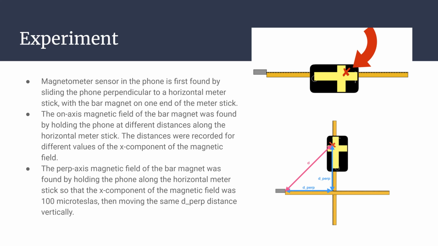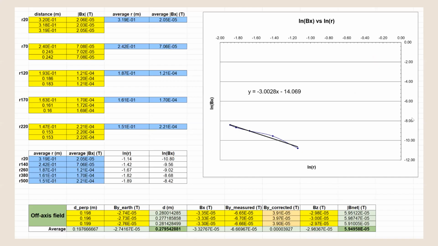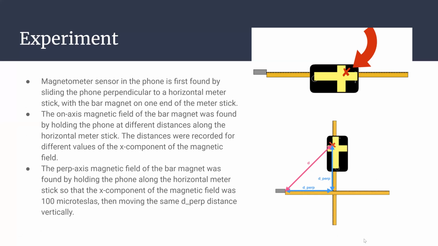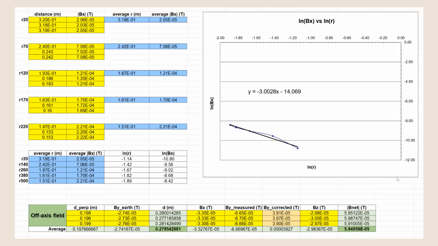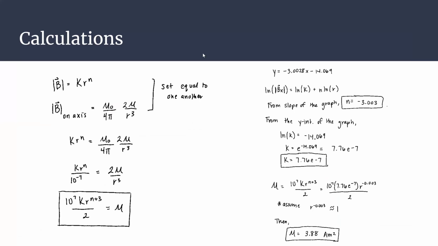perpendicular distance vertically. So this is all of our data compiled onto the spreadsheet, and you can see that it outputted an equation for the line. And then this information down here is the off field, or the off-axis field, when we did this perpendicular magnetic field test.